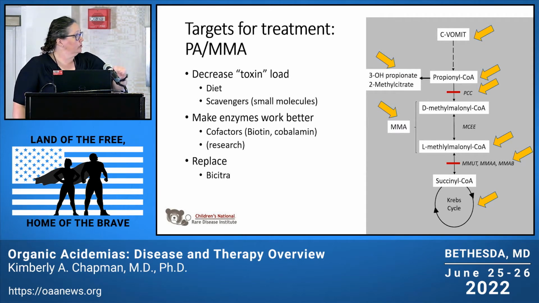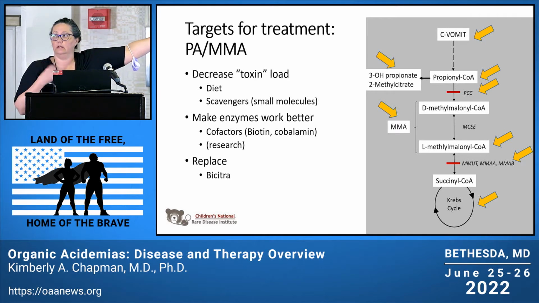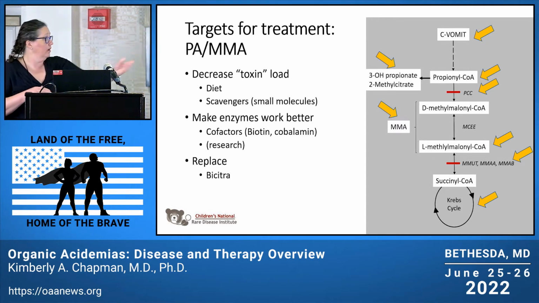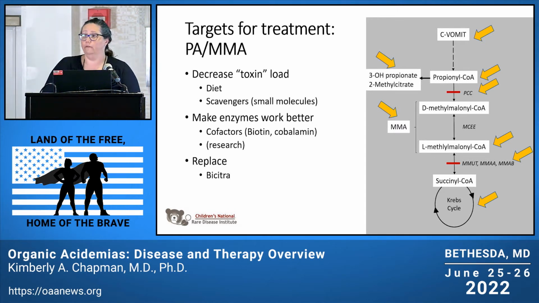And we also take away the toxins by scavengers, and these are small molecules. And these scavengers can also be nitrogen scavengers. And then research-wise, we're looking for ways we can take away the extra propionate, but we're also looking for ways that we can make the enzyme work better. Now, clinically, we use the cofactors for the enzyme.